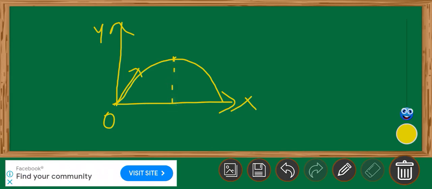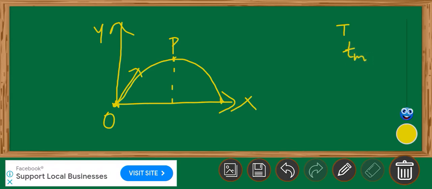In this video, we are going to discuss the time of flight, capital T. That is nothing but the time that a projectile takes from the origin to the ground. The time taken to reach the ground from its starting position is the time of flight. And the time from the origin to this point P is called the time at maximum height.